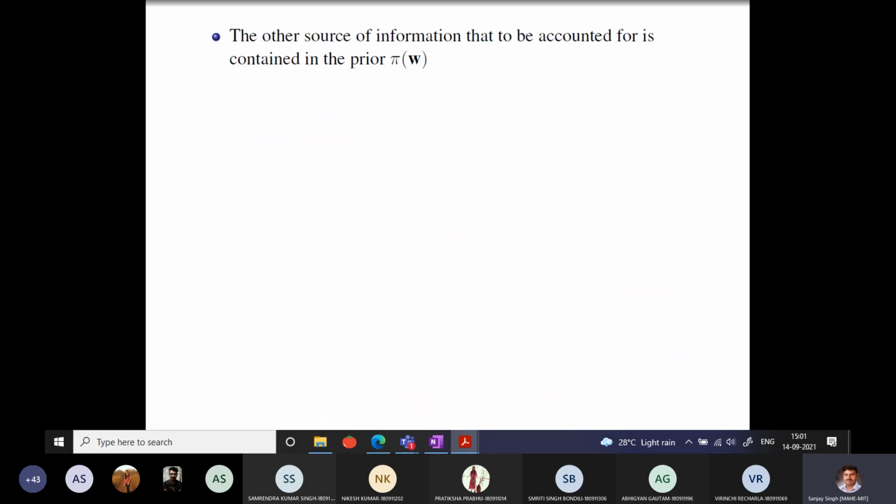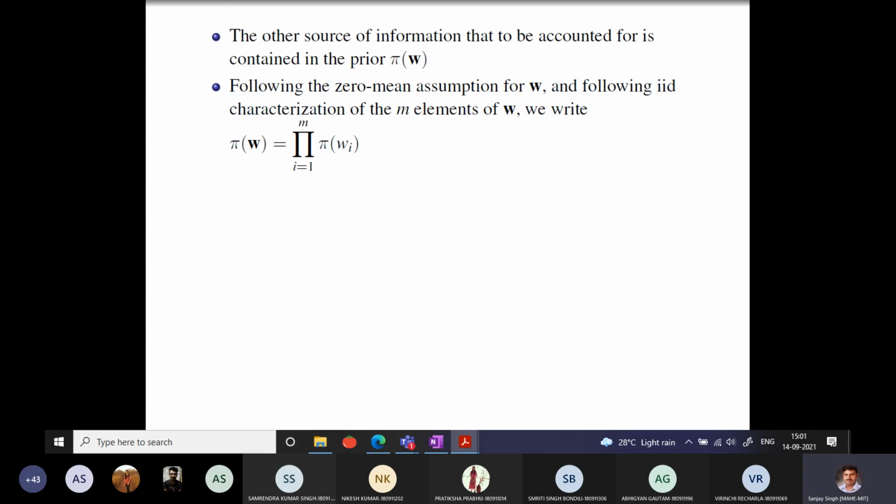Now the other source of information to be accounted for is contained in the prior p(w), and we know that we are doing this for MAP's sake only, because it gives a more profound estimation as compared to MLE. Now when we go for this, we also assume that w follows some sort of distribution, and we assume that it has a zero mean.